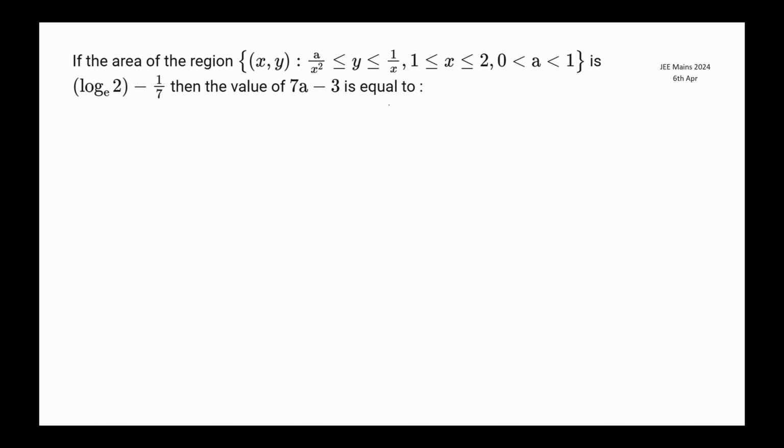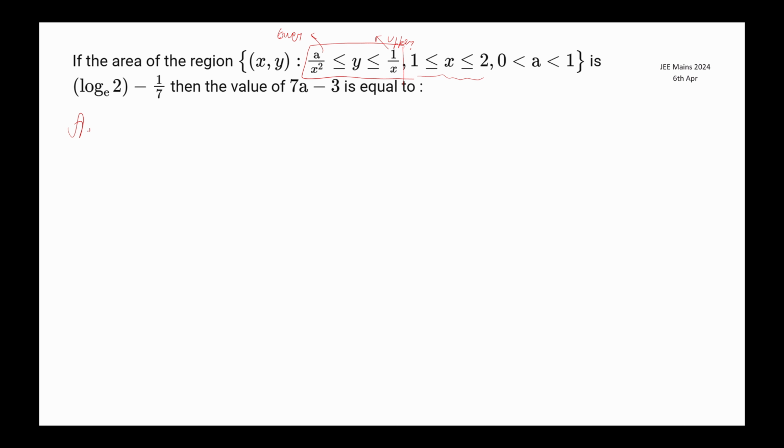So in this question we do not have to draw the diagram or worry about anything about y. They have already given us the upper curve and the lower curve. This is our lower curve and this is our upper curve, and they've given us the limits as well. From 1 to 2 they've given us a certain value, so we have to find out the value of a.